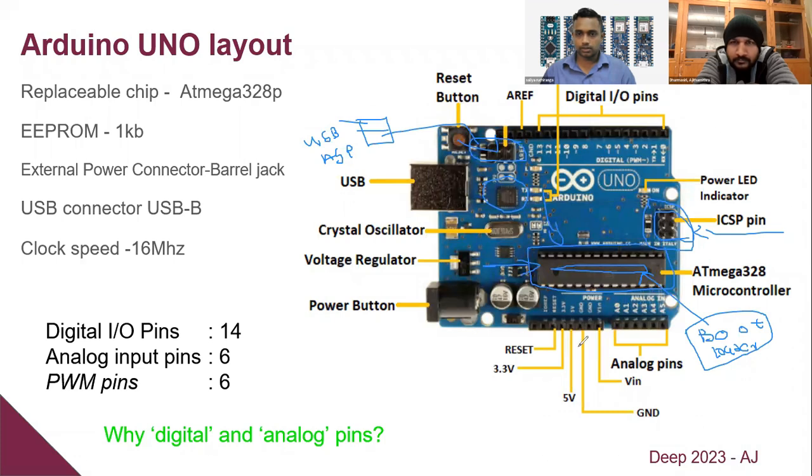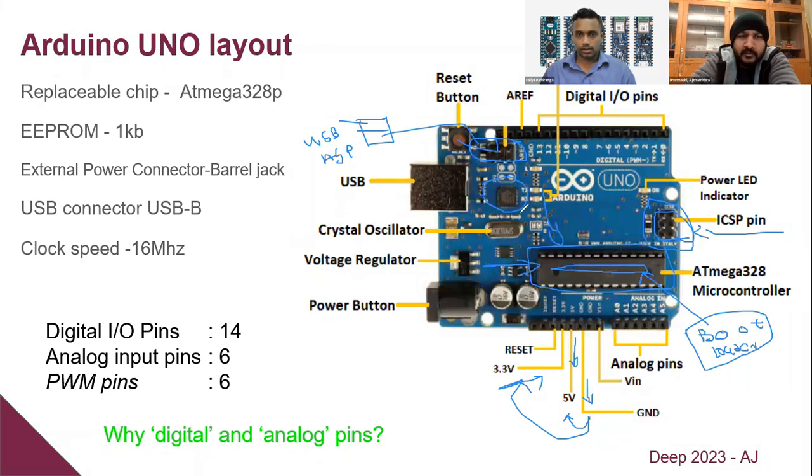You can see this board has a 5-volt output and a 3.3-volt output as well, and the ground pin is here. When you're working with these boards, make sure you don't short circuit the ground with 5 volts or the ground with 3.3 volts. This will damage the entire Arduino board. That's important to remember.